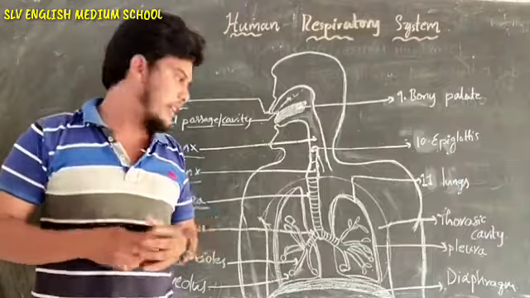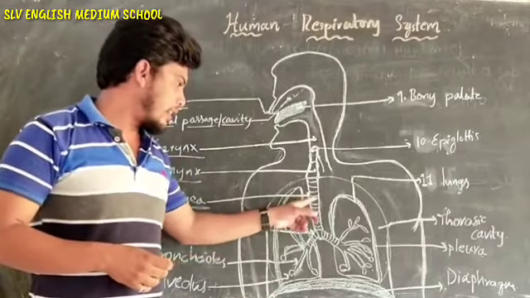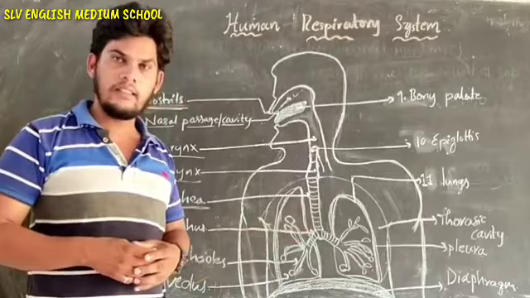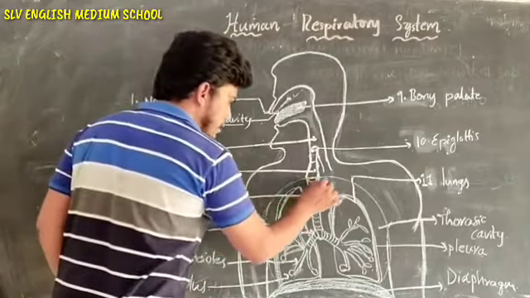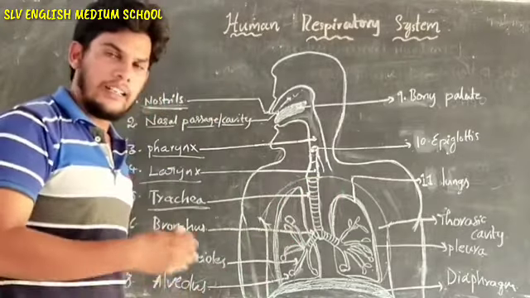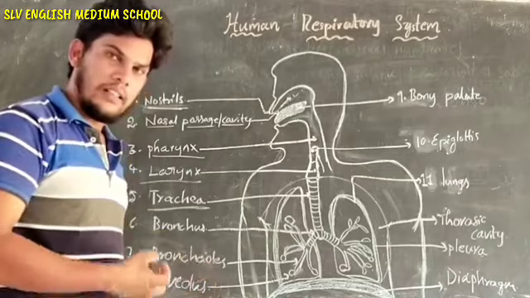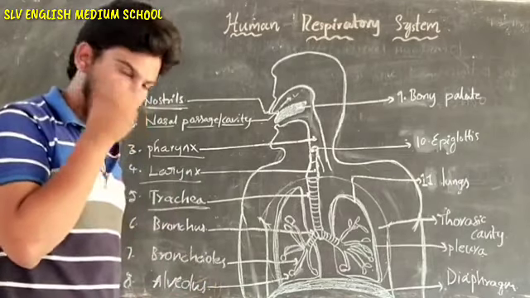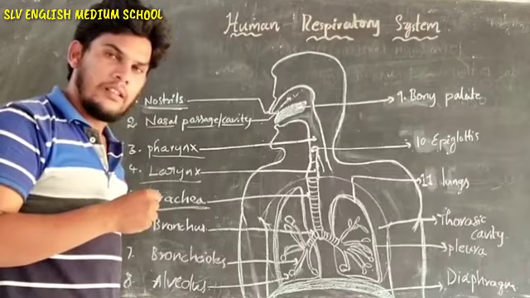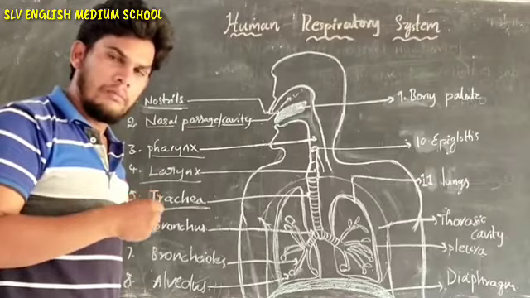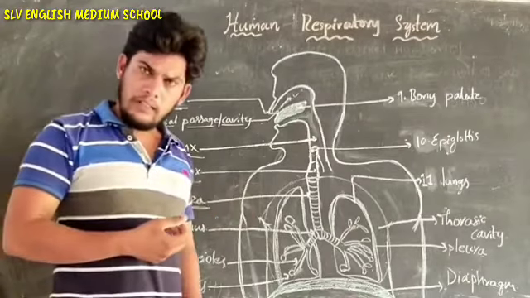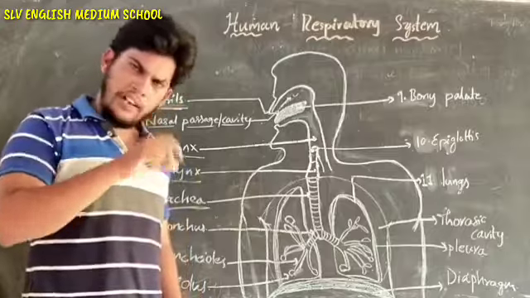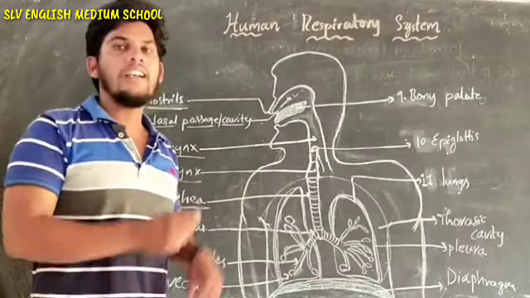The trachea is made up of rings of cartilage. Already I said cartilage is a smooth tissue. The tip of the nose and our ears are made up of cartilage. They are smooth and they are flexible.